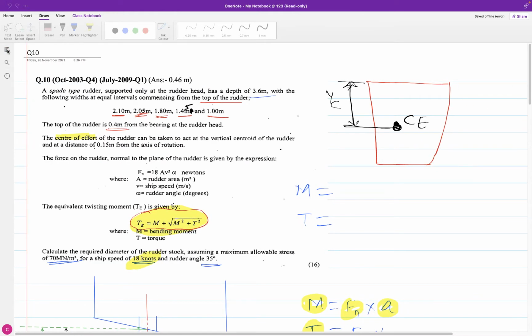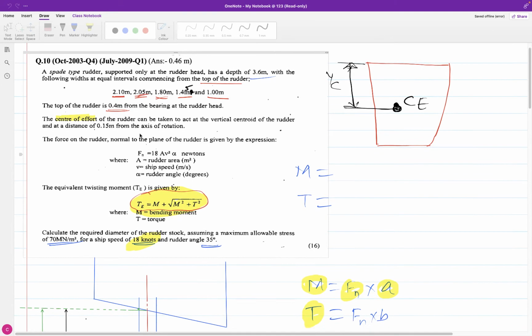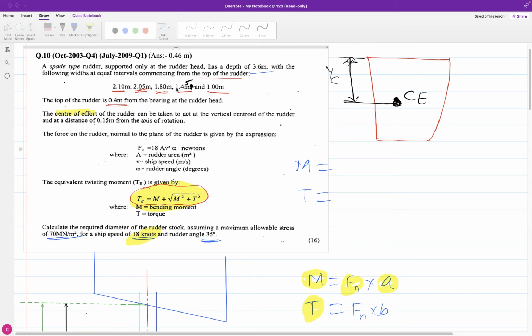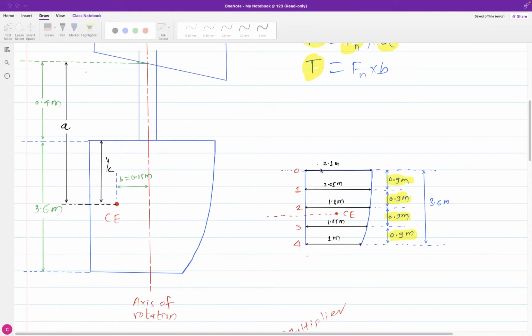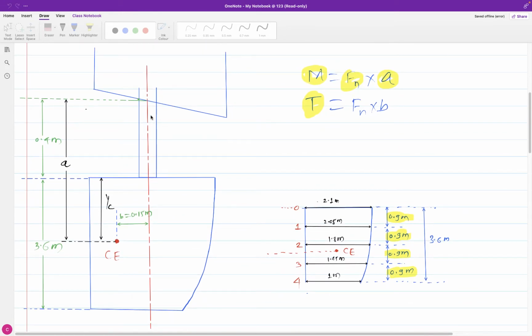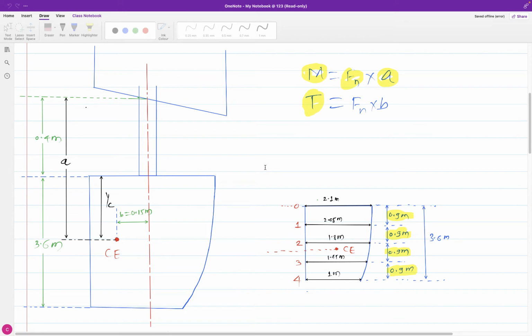And here, instead of a rectangular rudder, the width is changing throughout. From the top, the widths are 2.1, then 2.05, then 1.8, 1.45, and 1 meter. So we will get a rudder drawing like this. This is our spade type rudder drawing. Before going further, take a snapshot of this drawing and take a note.